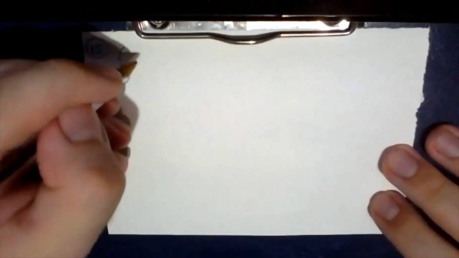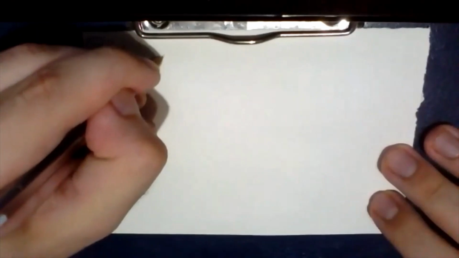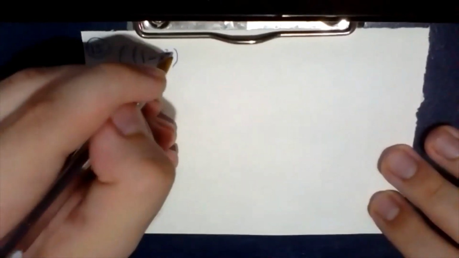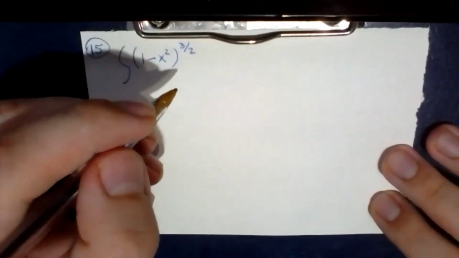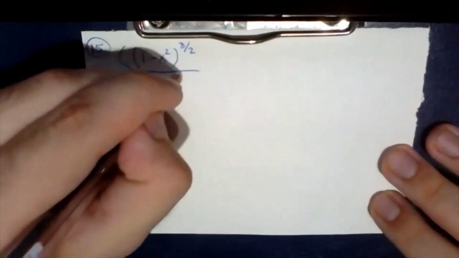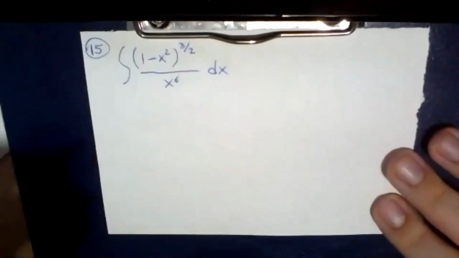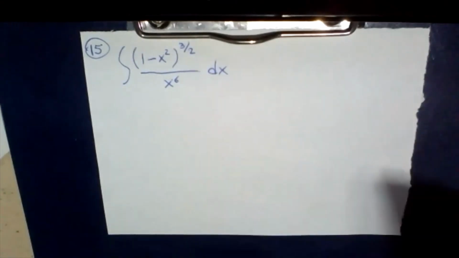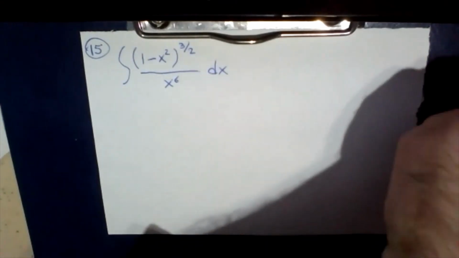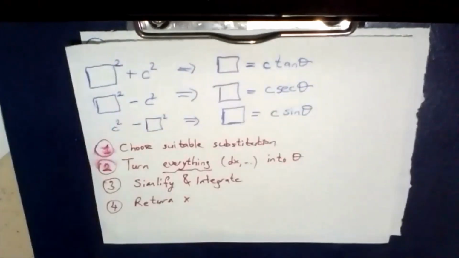It will be the integral of 1 minus x squared with power 3 over 2, over x to the 6, dx. Now we should decide wisely which substitution we should use.